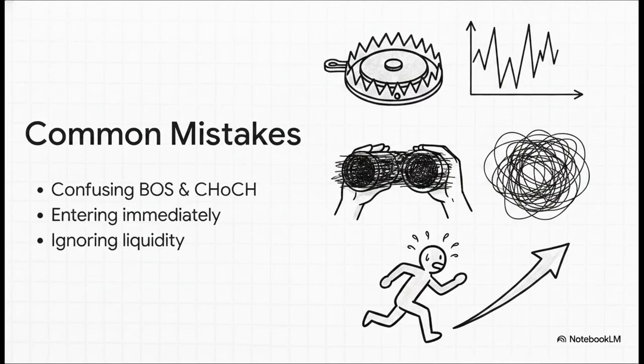First, confusing a break of structure with a change of character. Remember, CHoCH is the initial shift, BOS is continuation. Second, entering the literal second you see a CHoCH without waiting for a retrace. Third, completely ignoring liquidity zones, higher time frame trends, or volume profile context. And finally, honestly the biggest killer of all traders, reacting emotionally and just chasing price.